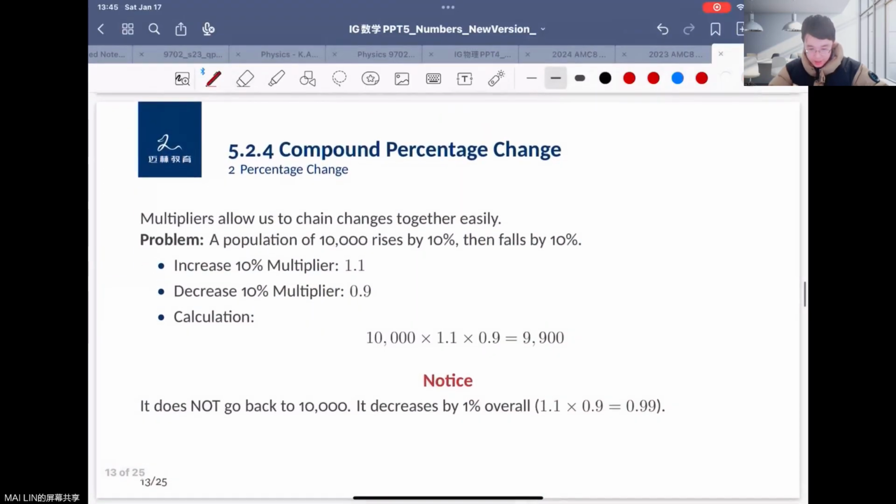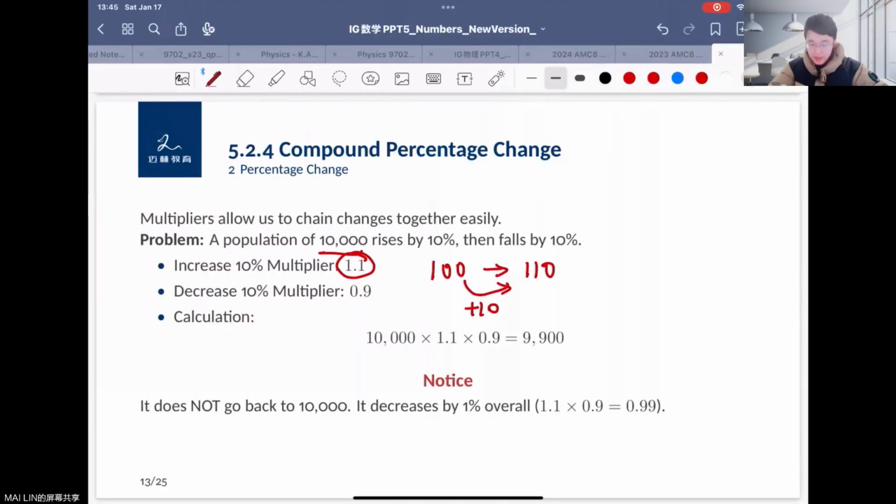Okay, so here are some compound percentage changes. Sometimes we are increasing a price and then decreasing it, or first decreasing the price and then increasing. So here's an example. A population of 10,000 rises by 10% the first time and then falls by 10%. First, increasing by 10% means we have 100 and then we change this into 110, right?